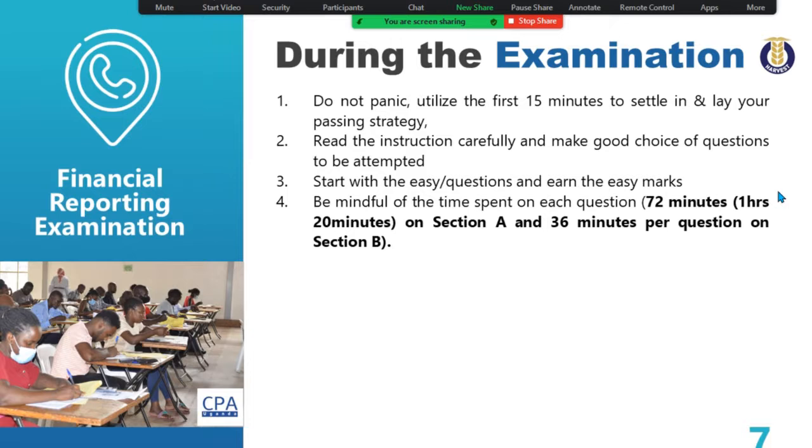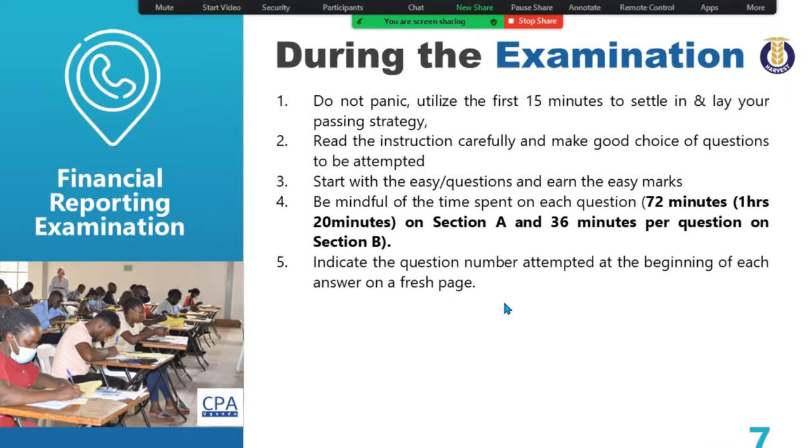In accounting, in finance, we are time conscious. Even when you time yourself, the wall clocks are there. You can also use your own clock if you want, but timing is inevitable, you cannot avoid it.